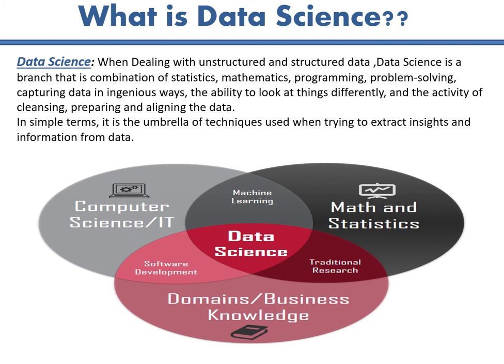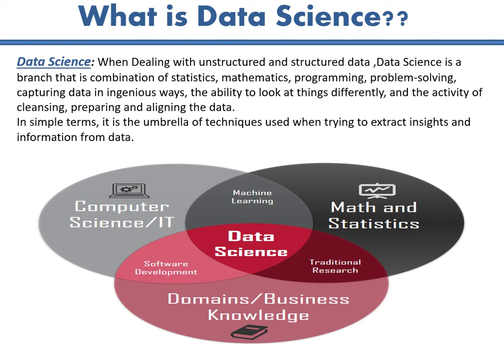So data science, as per the definitions, is when dealing with unstructured or structured data. Data science is a branch that is a combination of statistics, mathematics, programming, problem solving, capturing data, and the ability to look at things differently. All those come under data science. In simple terms, it is the umbrella of techniques used when trying to extract insights and information from data. Meaning, a data scientist has to work on the data, applying various techniques, and has to come out with insight from the data which is meaningful or some addition to the business.